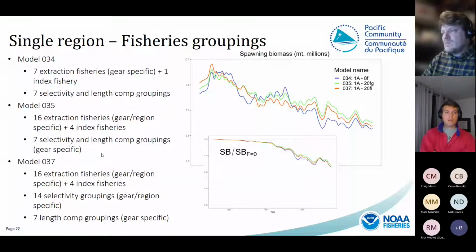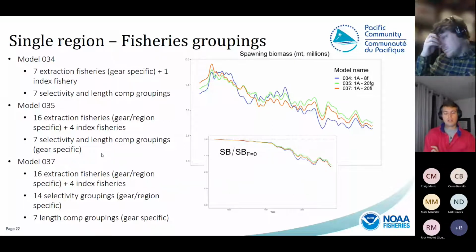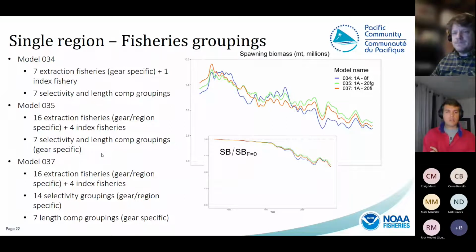And then we also considered a model with, again, the same fishery structure, 16 fisheries that were gear and region specific with 4 index fisheries, but that when possible allowed for gear or region specific estimations of selectivities, although we still kept all the index fisheries grouped together for selectivity. And then we also kept the same 7 length composition groupings that were gear specific, again with the index fishery grouped together with the longline fishery. And that was for the Dirichlet multinomial, those length composition groupings.